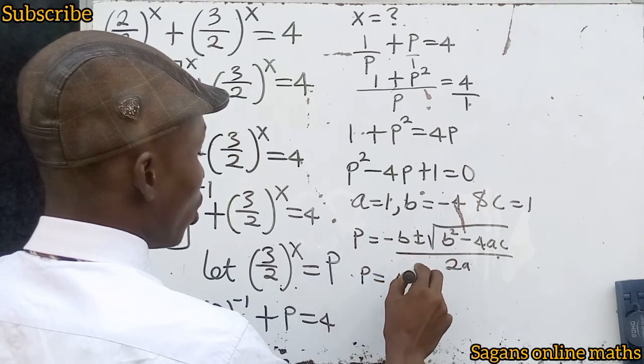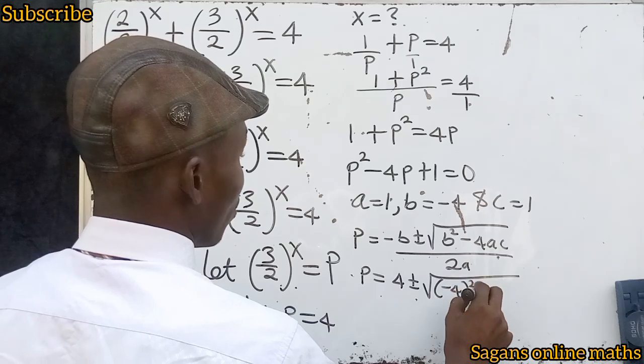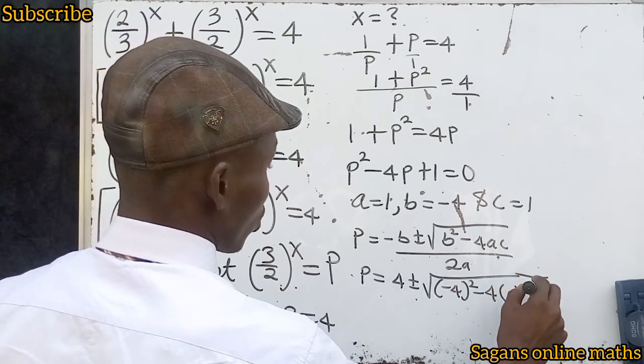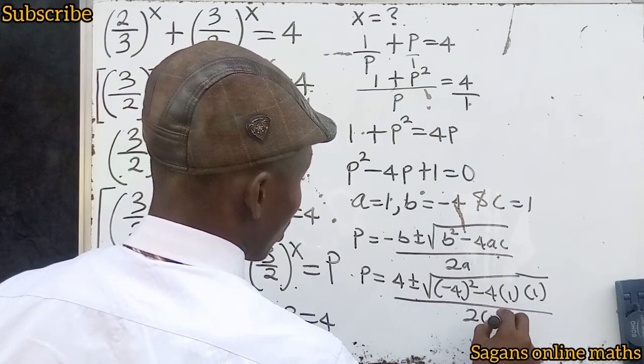We're having here 4 plus or minus the square root of what? Minus 4 squared minus 4 times a times c. What is a? A is 1. Then c is what? C is 1. Okay? Divided by 2 multiplied by what? 1.